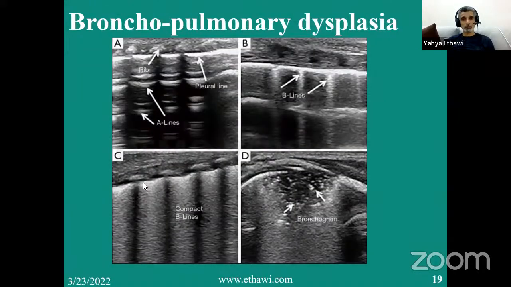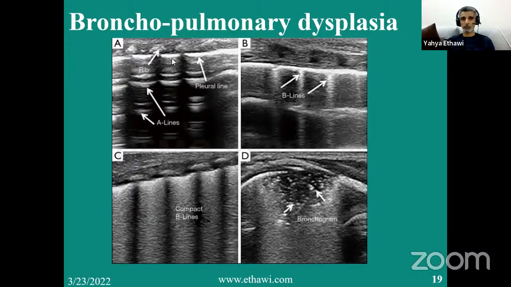So this is an example of bronchopulmonary dysplasia. If you want to describe bronchopulmonary dysplasia in one word, it will be that I will see all what I learned in lung ultrasound in one image. So that is bronchopulmonary dysplasia. You see everything in one film, in one zone or two zones. So you can see here, the pleura is clear.